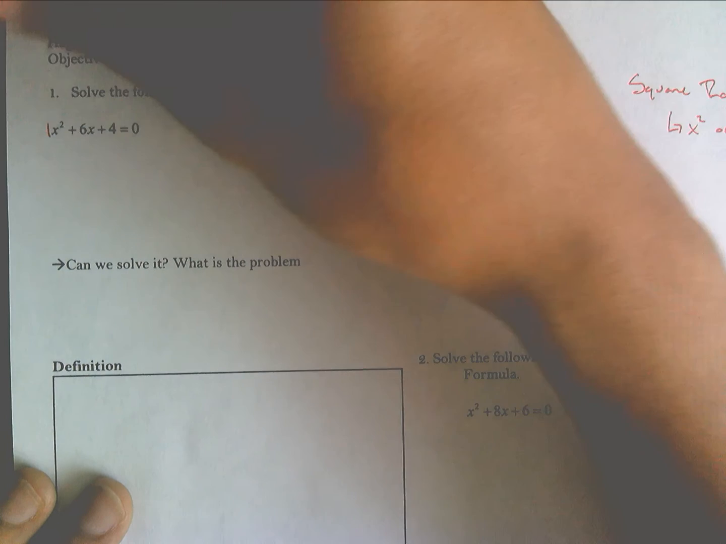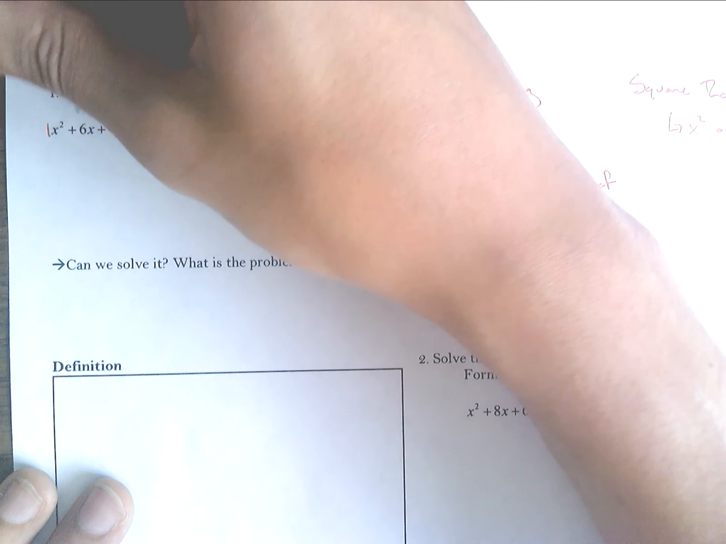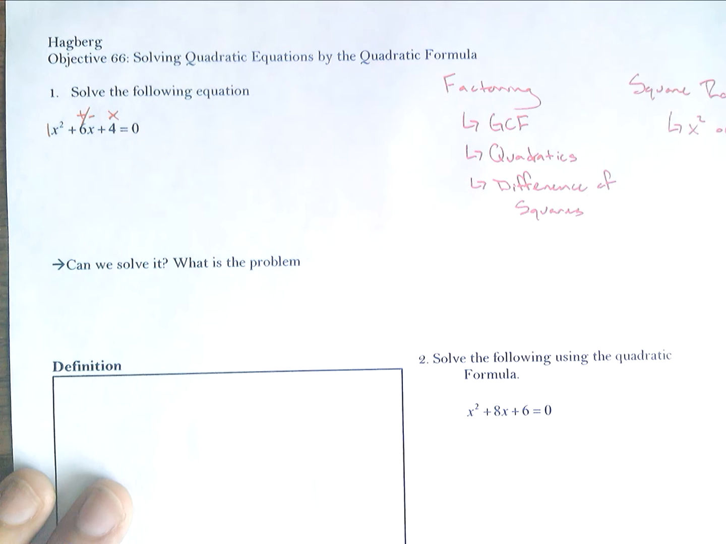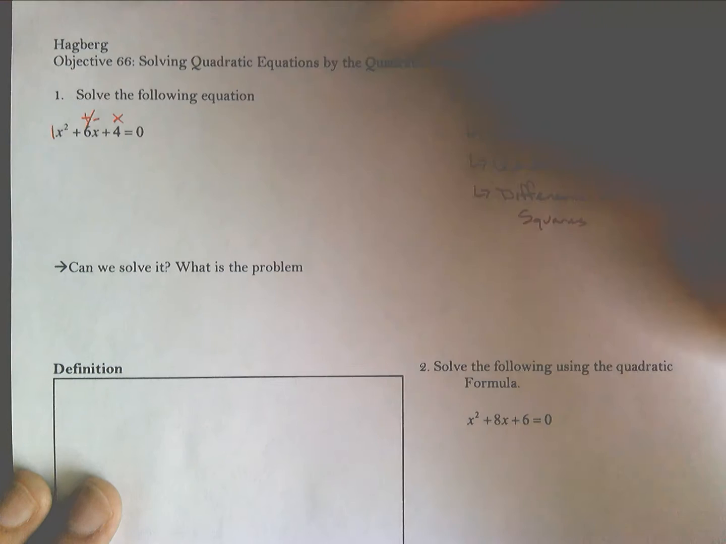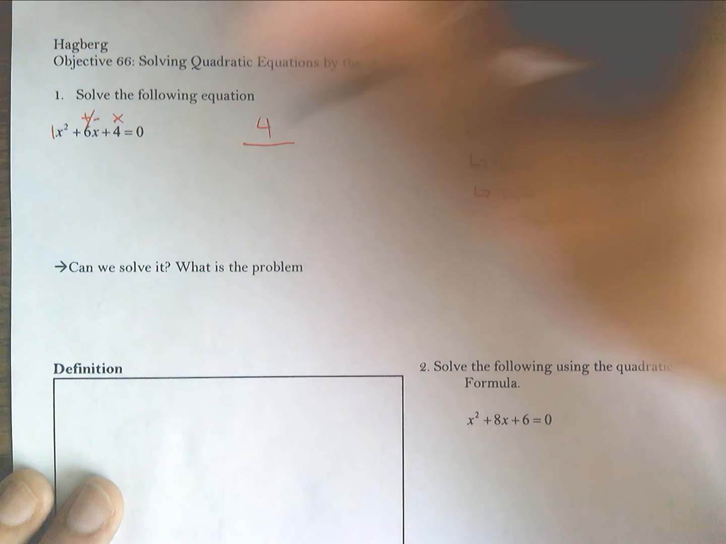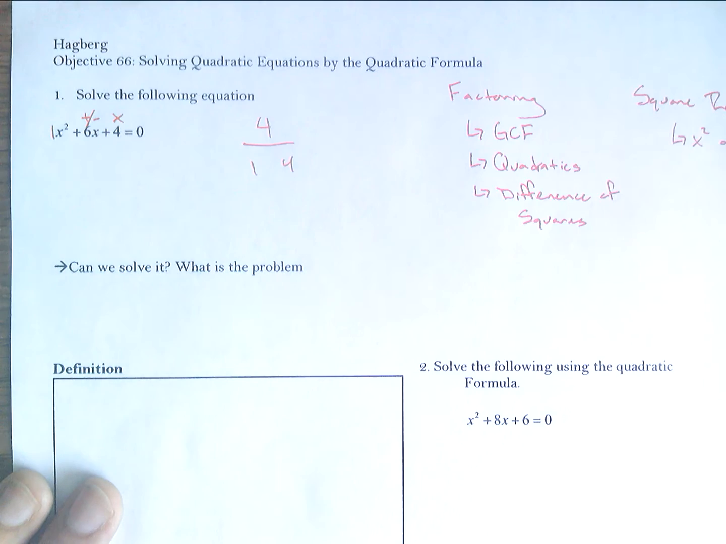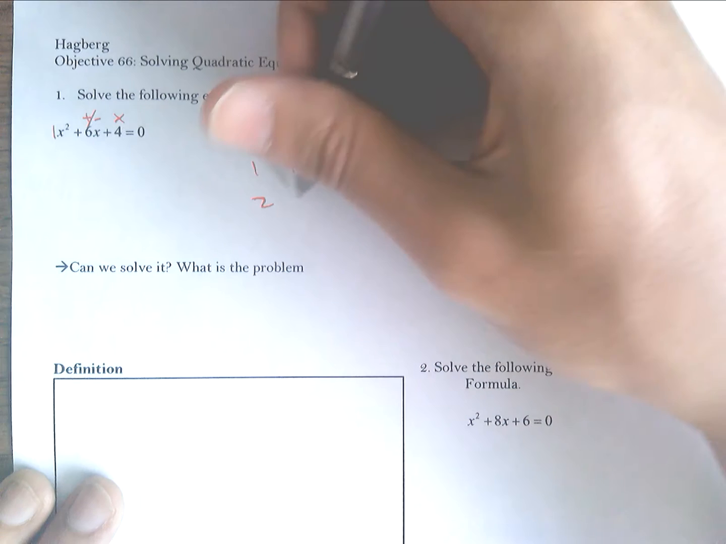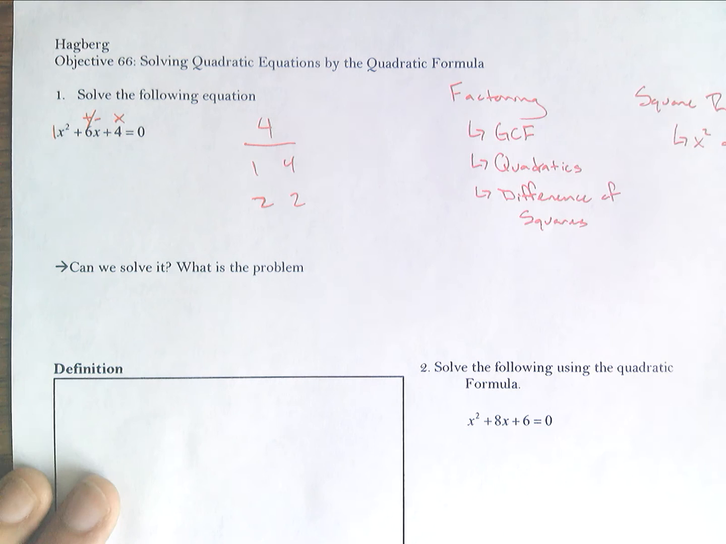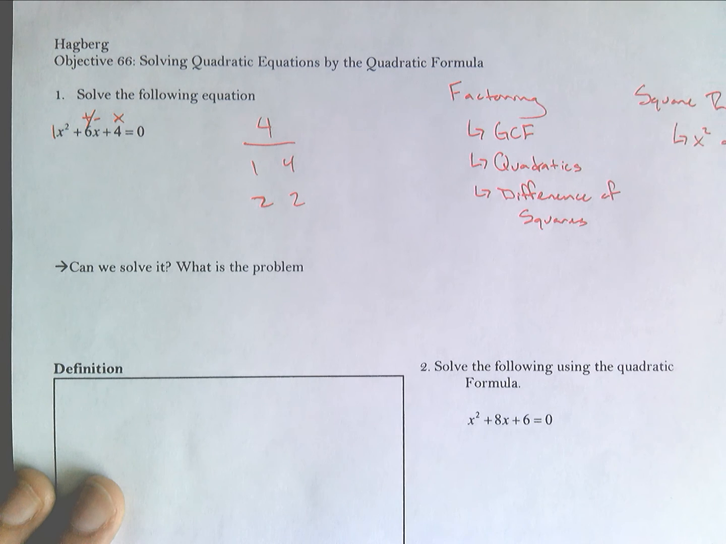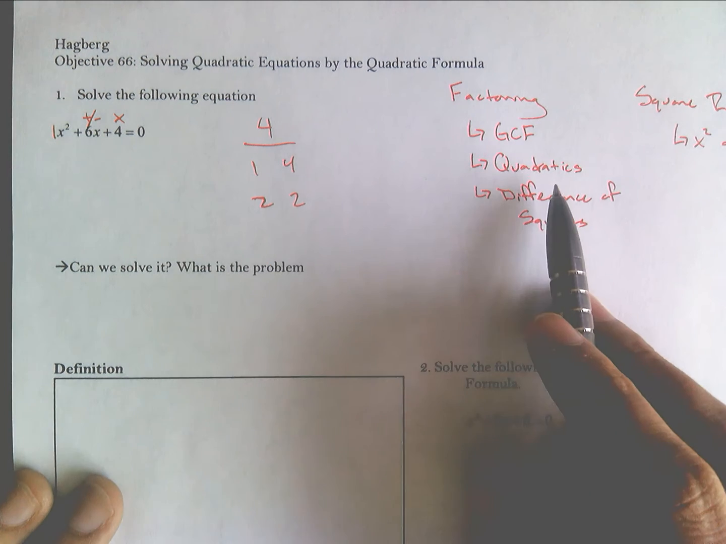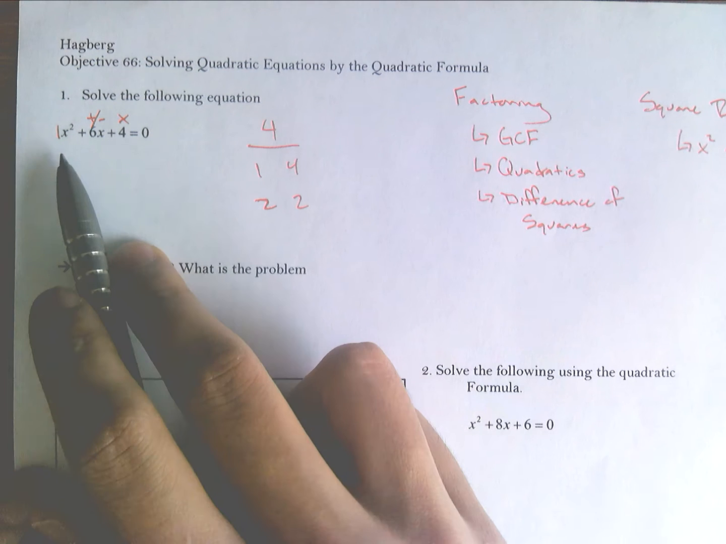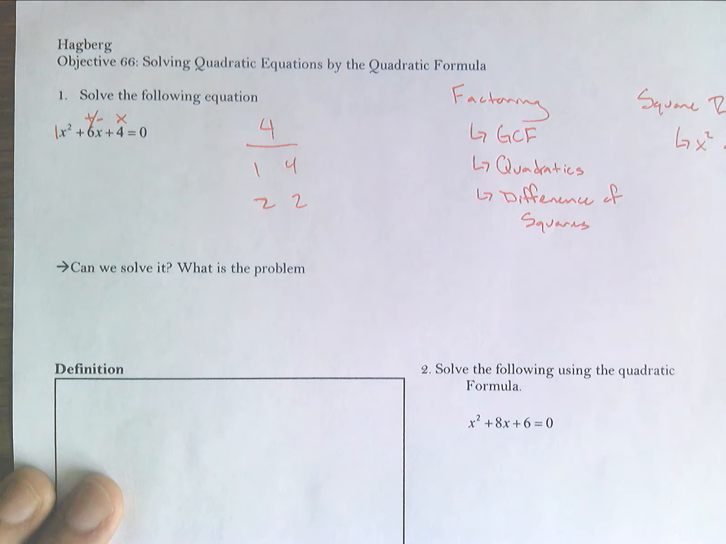Next, seeing if there are numbers that multiply to 4 that add or subtract to negative 6 or positive 6. Factors of 4 are 1 and 4, and 2 and 2. Is there any combination of these that can add or subtract to get positive 6? Well, 1 plus 4 is 5, not quite there. 2 plus 2 is 4. There's not really any way we can get to 6, so we can't do that. This isn't a difference of squares either, so we can't factor it.